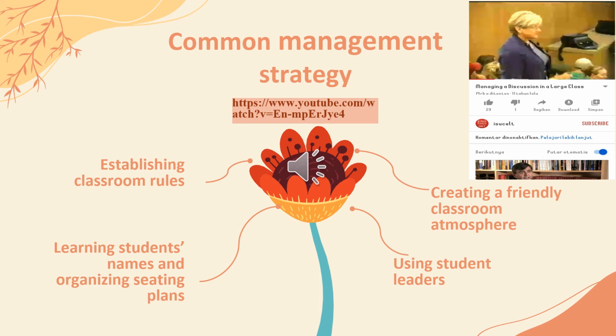First is establishing classroom roles. Here, a teacher can make roles for the classroom. The teacher can use pair work or group work. And then creating a friendly classroom atmosphere. The teacher is being a friend to others. It's not really being a teacher that way. And then the third is learning students' names and organizing seating plans.